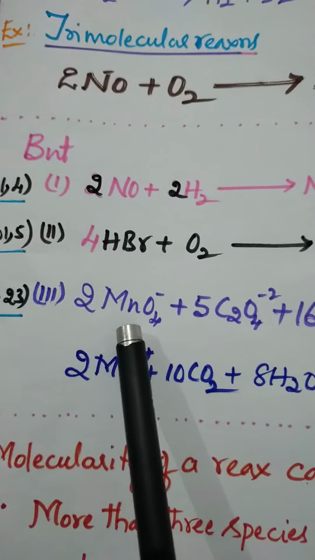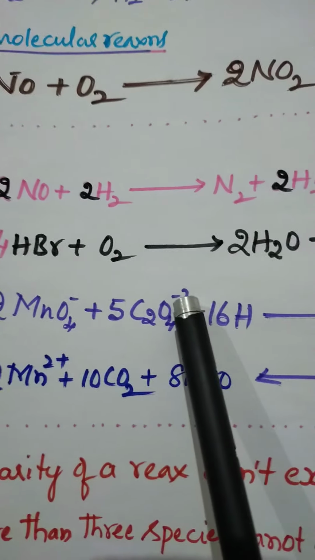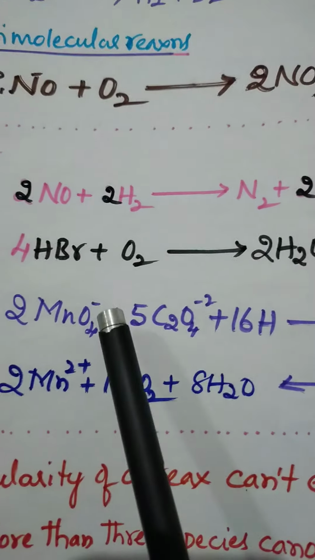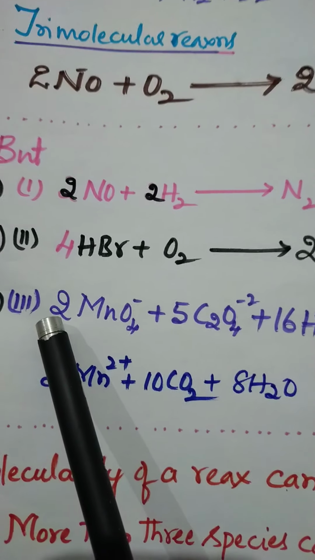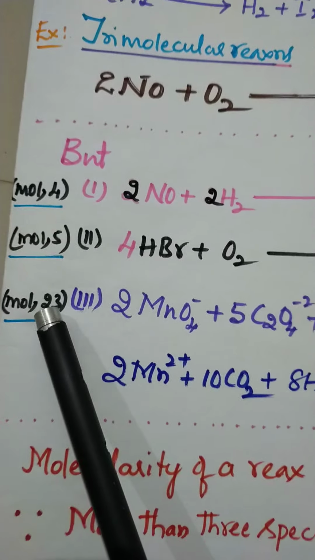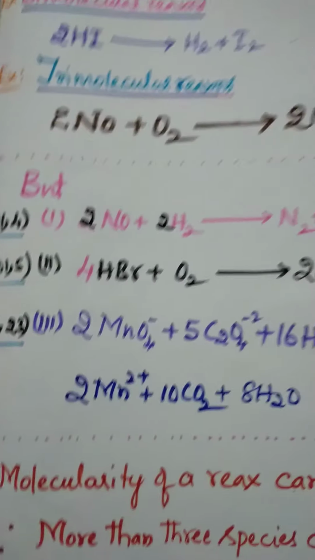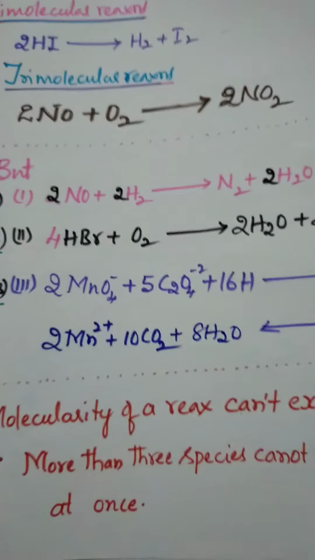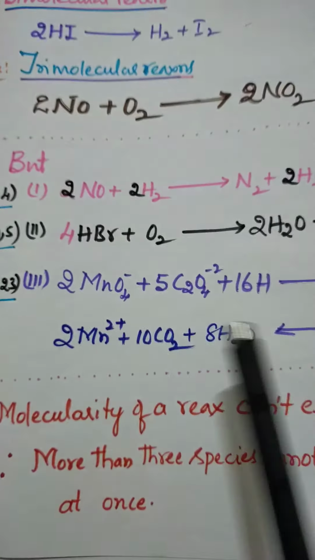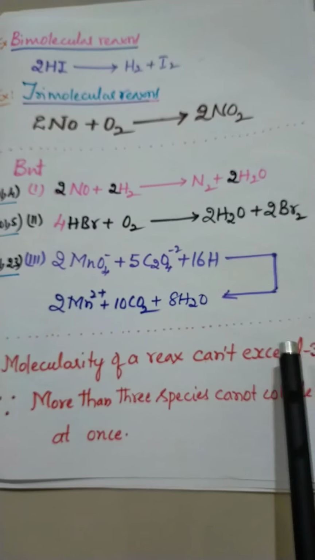2MnO4 manganese oxide and 5C2O4 oxalate and 16H. Count the number of the molecules, 16 plus 5 and 2. 16 plus 5, 21 plus 2, 23. Is it possible for the molecularity to be 23? 23 molecularity of reaction? No. So molecularity of reaction cannot exceed 3. It can be 3 only, cannot exceed 3.